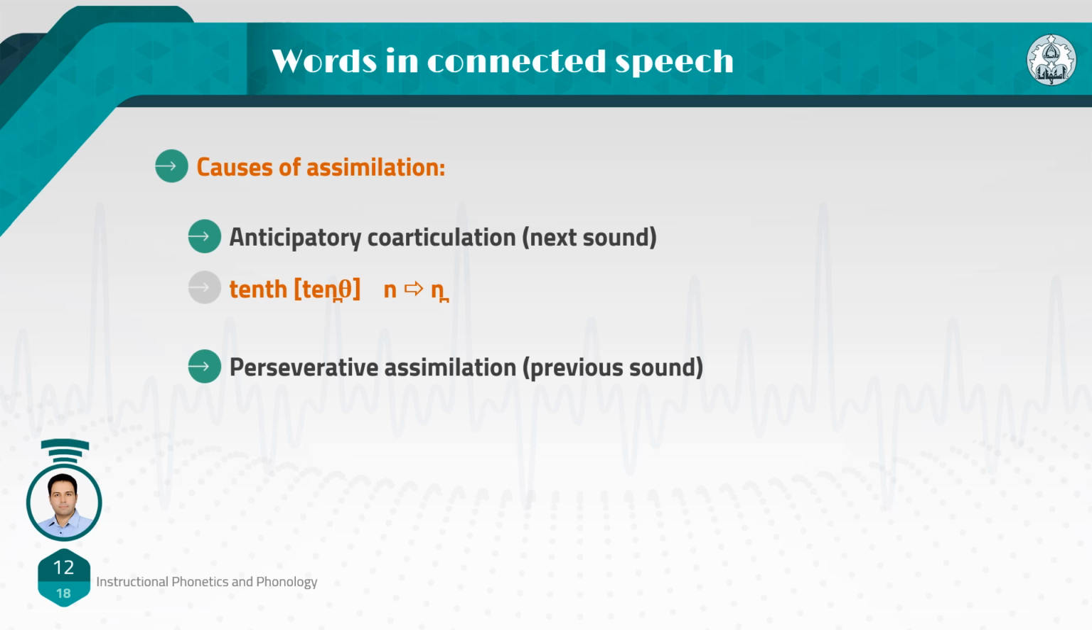But there are also perseverative assimilations, in which the gesture for one sound perseveres into the gesture for the next sound. The pronunciation of the phrase, for example, it is, becomes it's. This is a result of perseveration of the voicelessness of t.